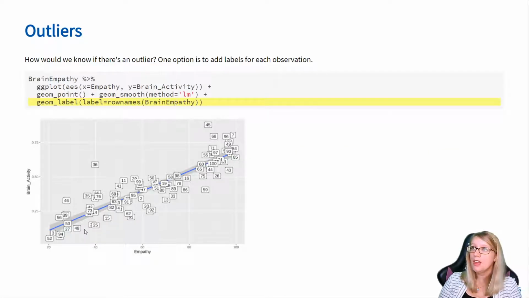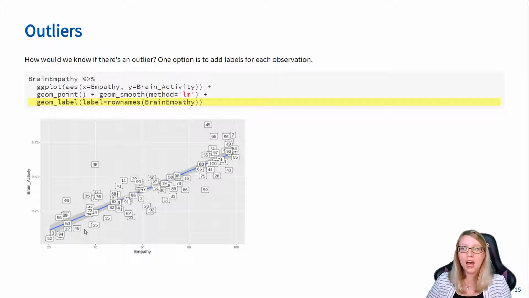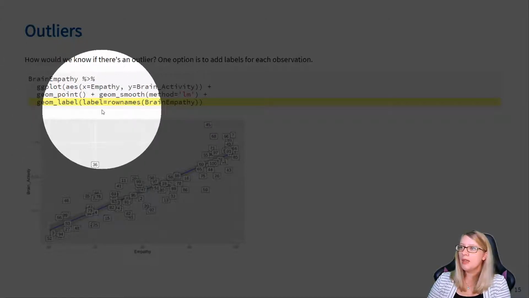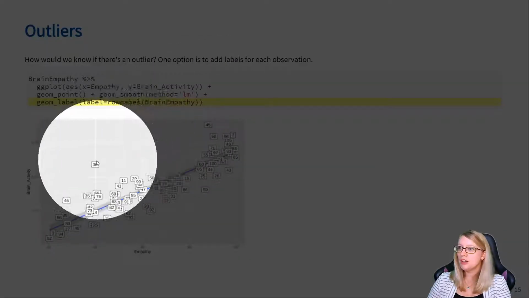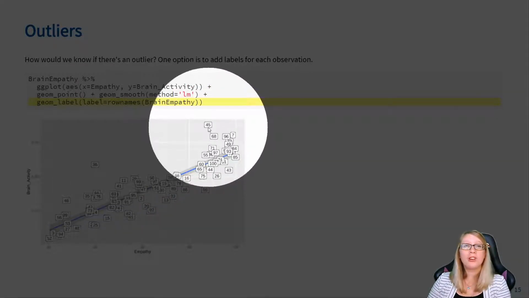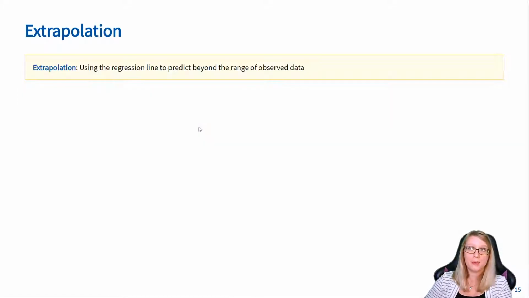Now, how we might know if there's an outlier, one thing we can do is add labels in our plot for each observation, so we can actually tell which observations are unusual. Here I've done this by adding a label geometry, so you can see highlighted in yellow I'm using geom_label. My labels are the row names of the brain empathy data set. It looks like observation 36 is much higher than the linear trend in terms of brain activity. Observation 48 is a bit higher than the trend as well. So those are observations that will probably have large residuals that we might want to take a look at.